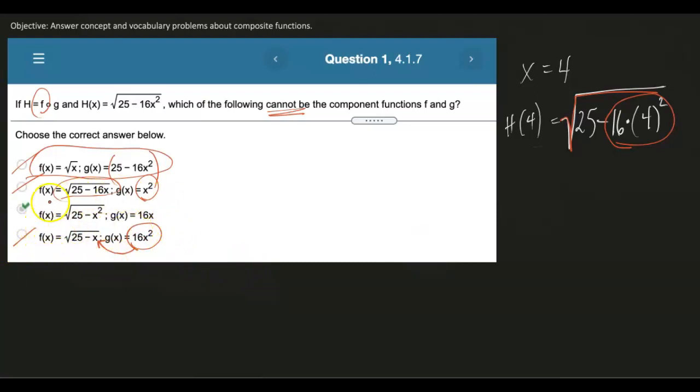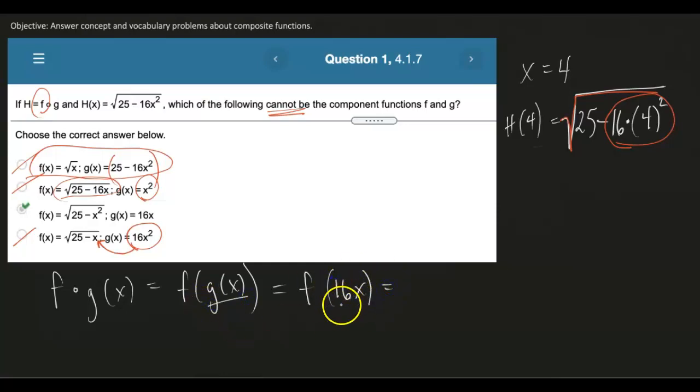So the reason why this third option is not going to work, we could analyze that by actually doing the composition. Let's find f of g of x, which is probably better written f of g of x, like this. That's my preferred way of writing it. And I'm going to work this out with this third option. So in this case, g of x is 16x. So I can replace g of x with 16x. And what that tells me is I can replace x in the f function with 16x.